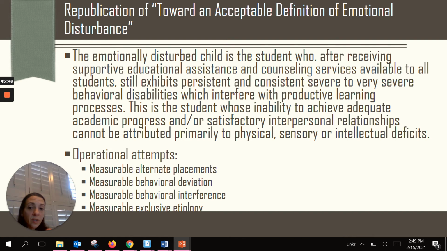The deviation of the behavior persists over a set period of time. It's consistent if you have more than one. It's severe if you have it more than twice a day. It's very severe if you have it once or twice an hour. And it objectively states the behavior.